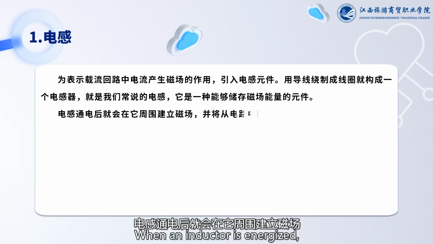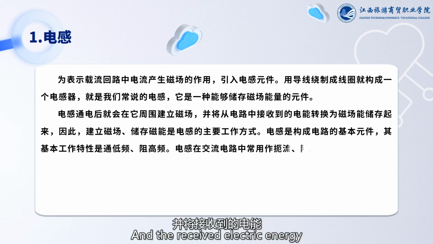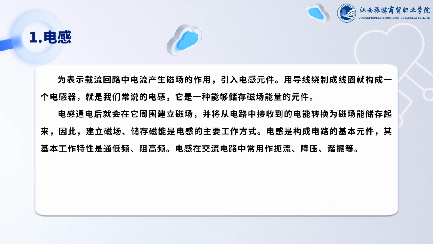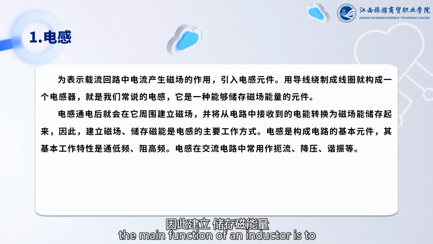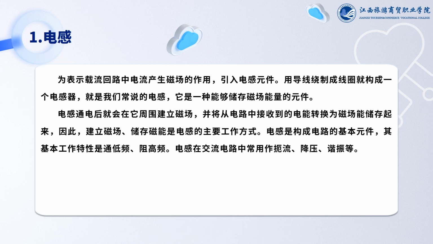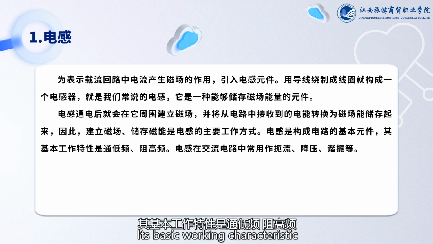When an inductor is energized, a magnetic field is established around it, and the received electric energy is converted into magnetic field energy and stored. The main function of an inductor is to establish and store magnetic energy. Inductance is a basic component of a circuit. Its basic working characteristic is to allow the passage of low-frequency signals and to reject high-frequency signals.